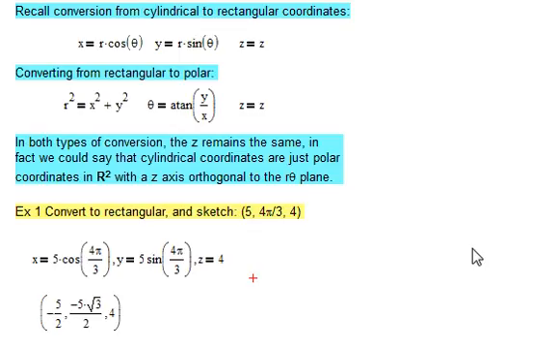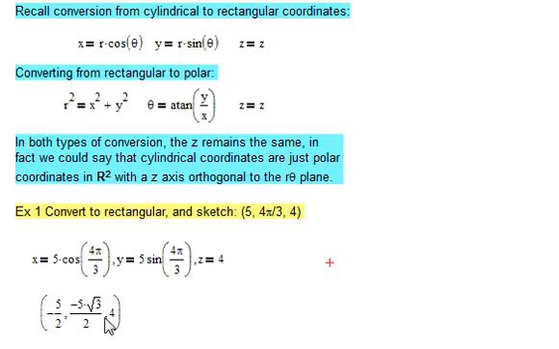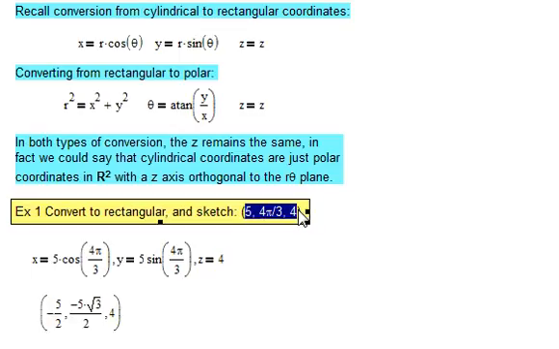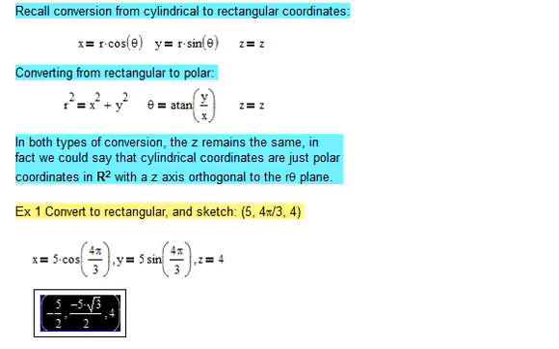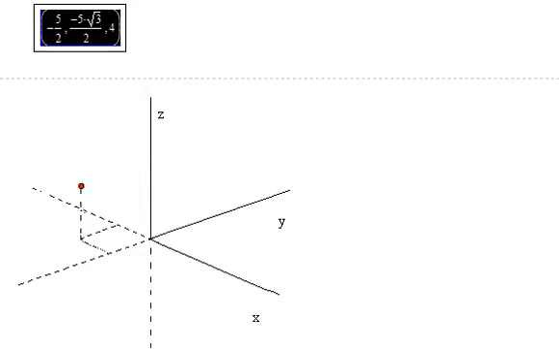Sine of 4 pi over 3, again, is in the third quadrant, but the reference angle is 60 degrees. Sine of 60 is square root of 3 over 2. So this would be negative 5 square root of 3 over 2, because it's in the third quadrant where sine is negative. And of course z is just z, so 4. So there it is. Here it is in cylindrical. Here it is in rectangular. And here it is plotted.